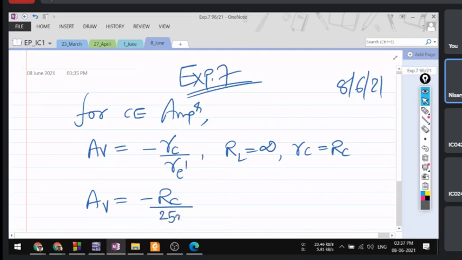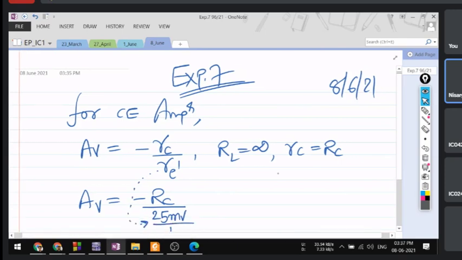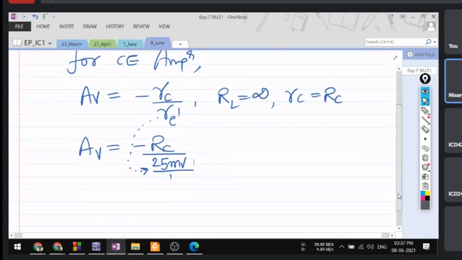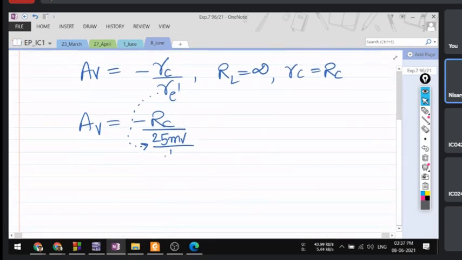So this RE dash is nothing but 25 millivolt upon IE. So IE will be in the numerator, right? So your equation becomes what? Your voltage gain AV is nothing but minus RC into IE, right?